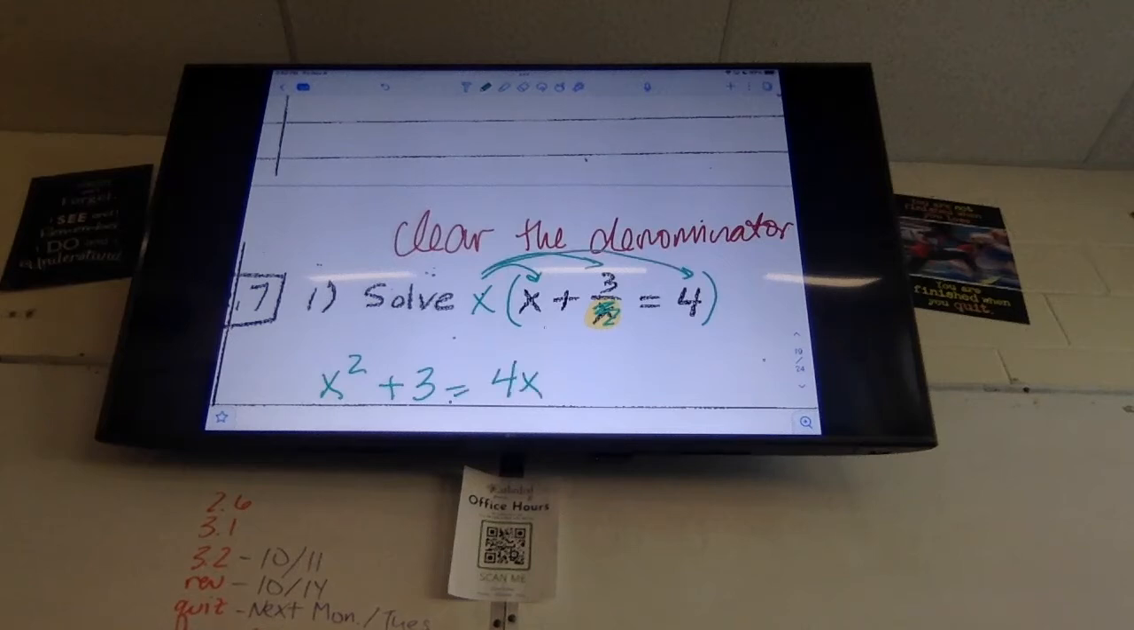The biggest mistake is we forget to give it to the opposite side. Do not stop at the equal sign. You have to give it to every single thing in the equation. Everything. And now I have no denominators. This looks like an algebra 1 problem, or at least an algebra 2 problem, right?